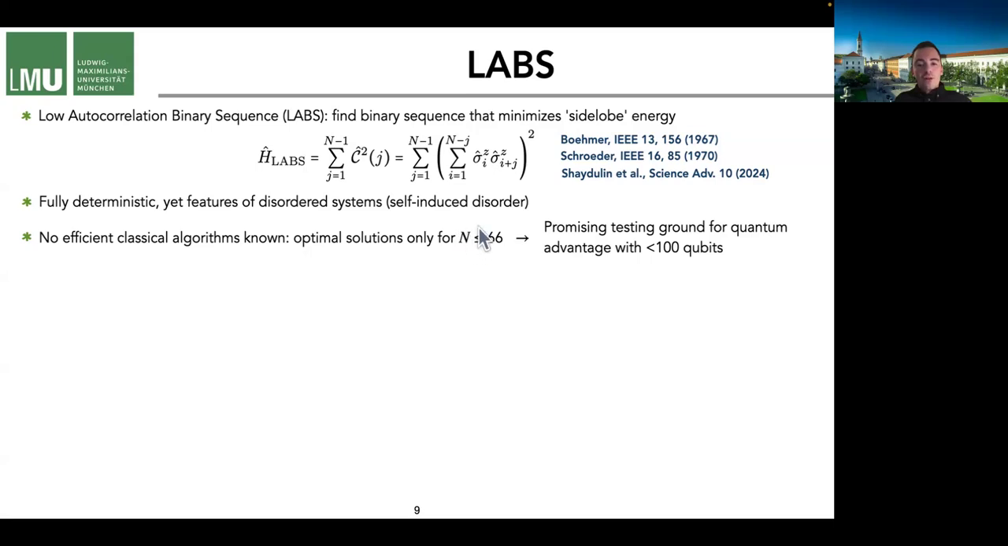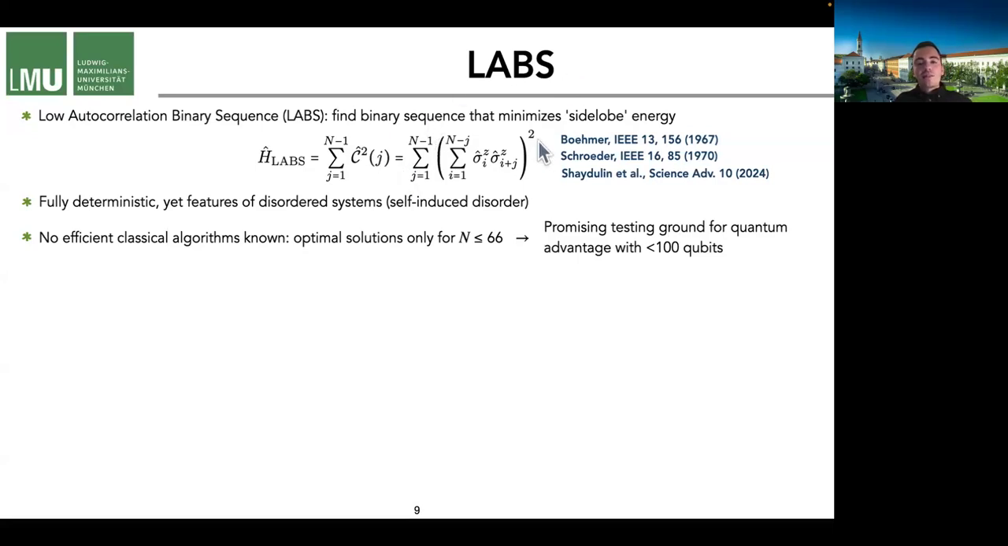And the world record for giving you the actual true ground state of this Hamiltonian is given by 66. So really a small number, and even heuristics can't go much, much further beyond that, because even the heuristical algorithms scale exponentially. And so I think this Hamiltonian here is a very nice testing ground for quantum advantage if you have, say, roughly an order of 100 logical qubits.